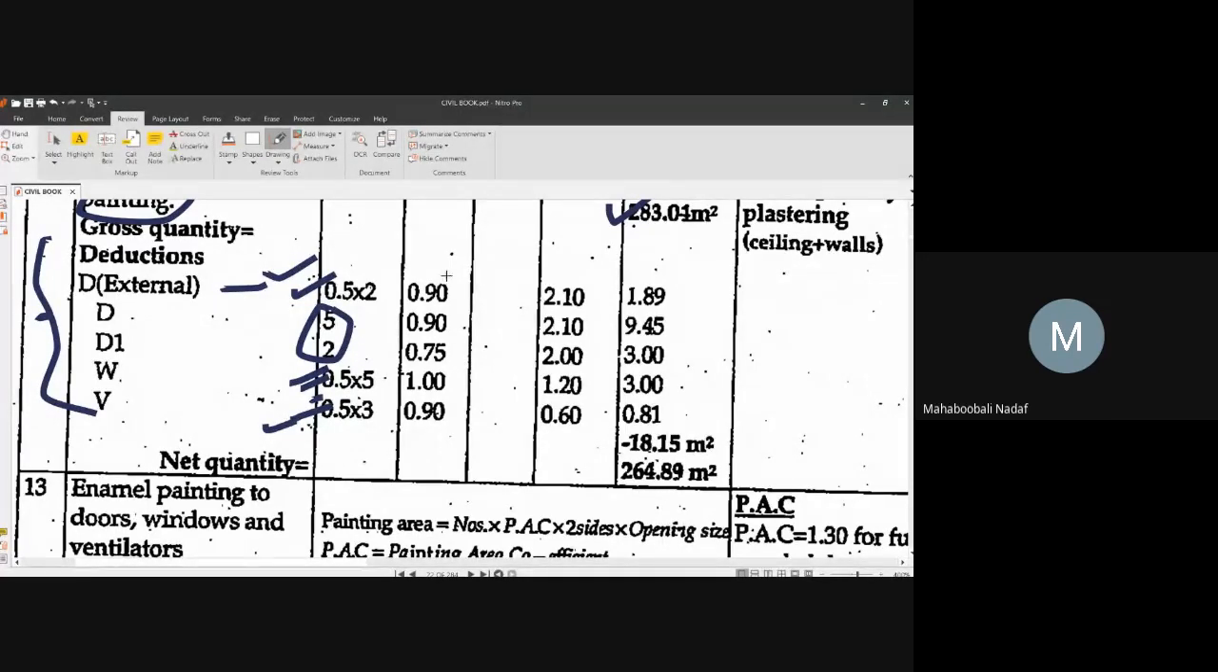Yes or no? All these are schedules. Okay. So total internal plastering minus total deduction will give internal painting. Internal painting. Okay?